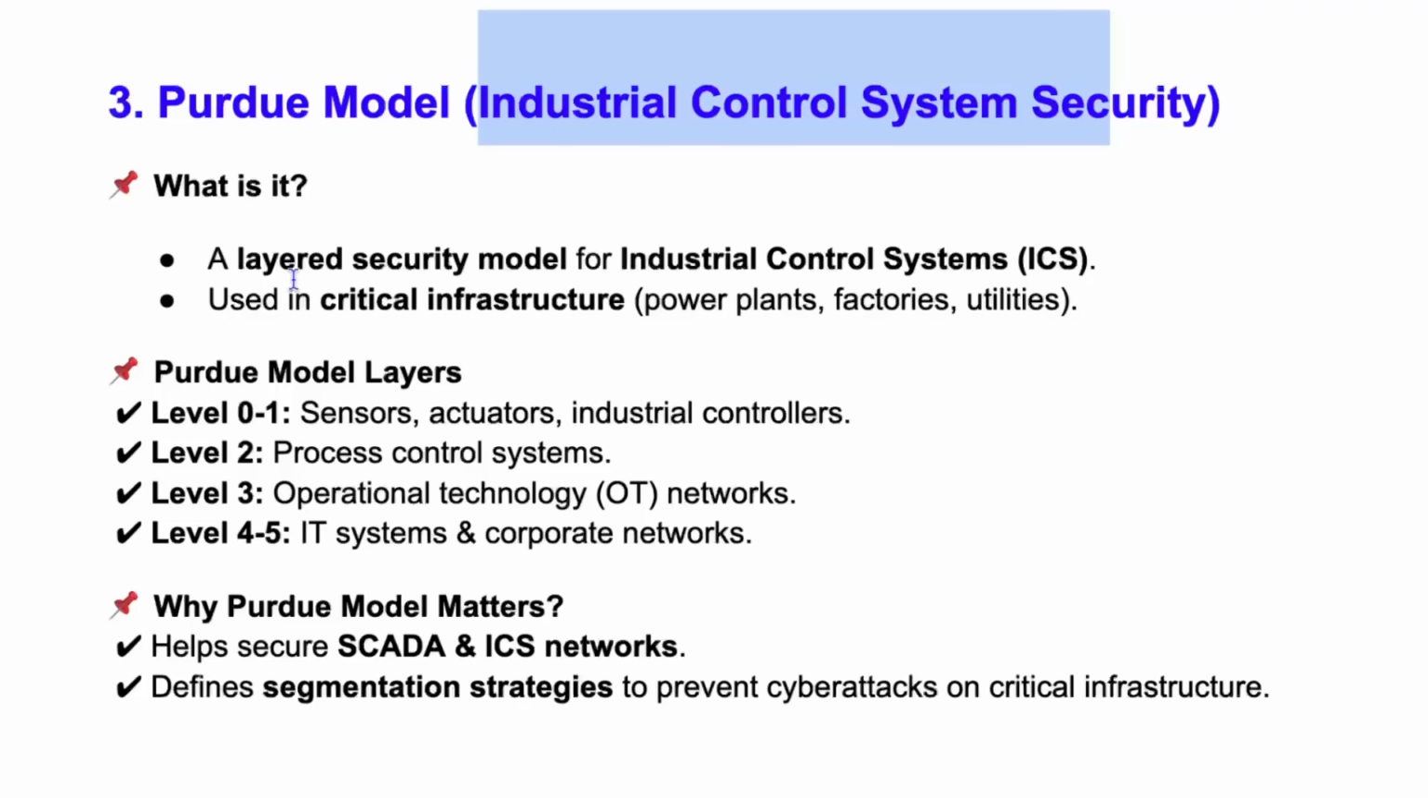So the Purdue model has layers, like many other things. Level 0 to 1 is the sensors, actuators, and industrial controllers. Level 2 would be the process control system. Level 3 would be operational technology networks, also known as OT networks. And level 4 through 5 are IT systems and corporate networks. So as you go up the levels, it becomes broader, right? It expands to the overall network, and each level gets closer to that overall network.